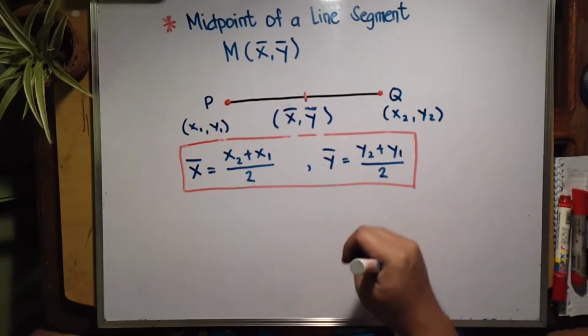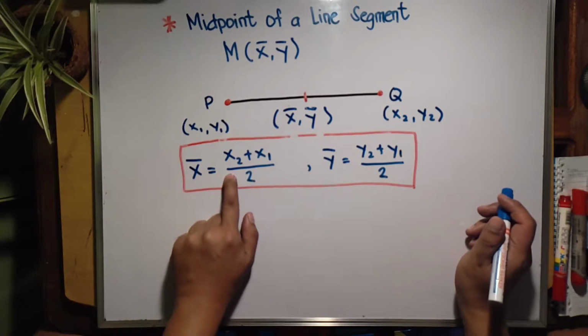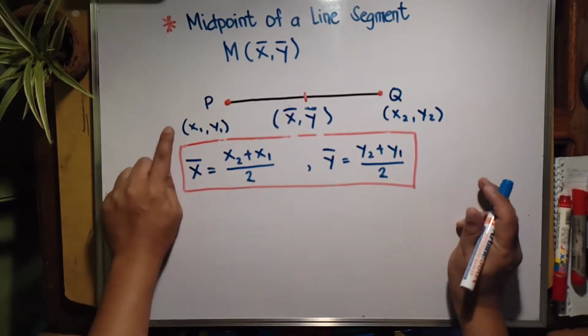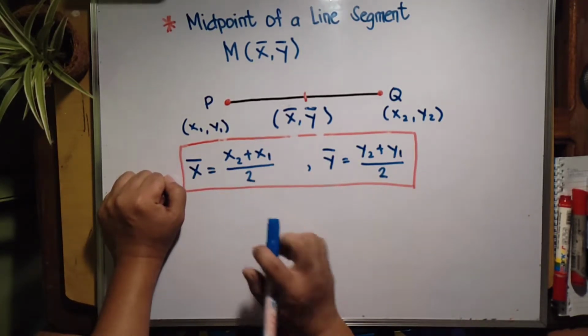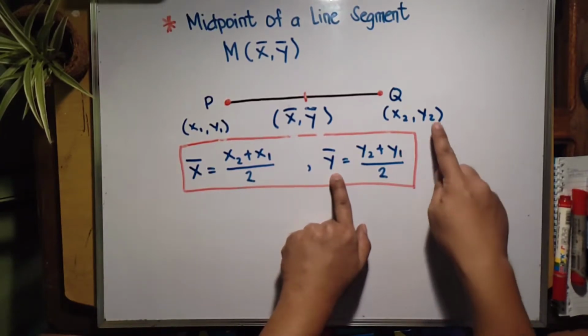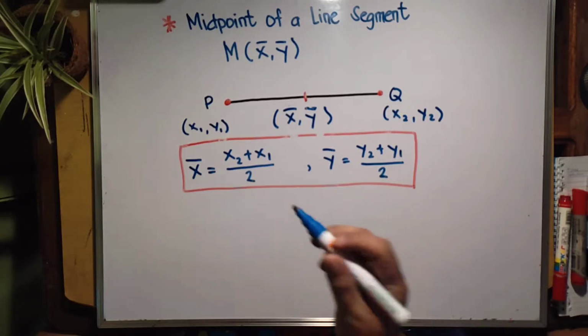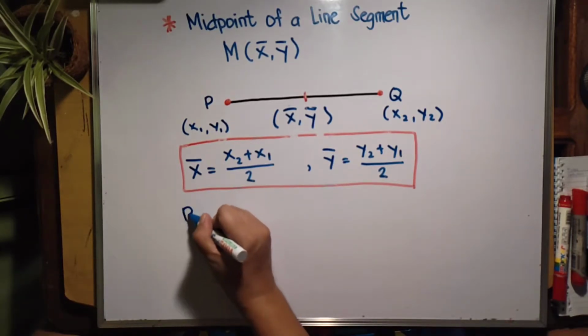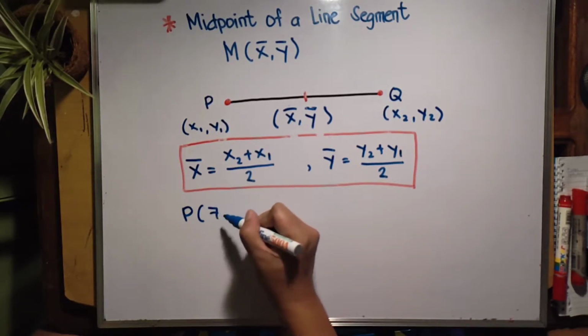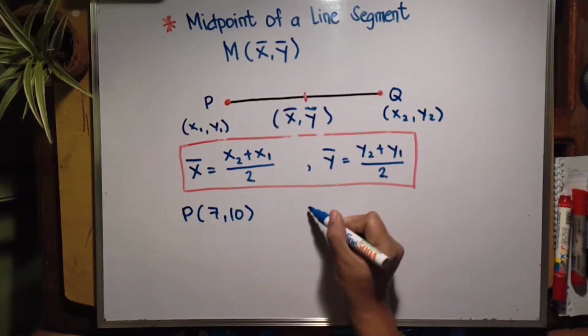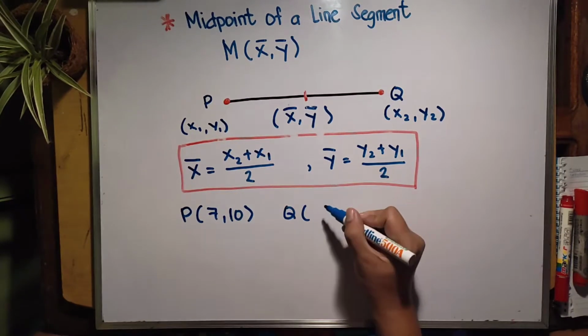Now to solve the X bar and Y bar, all we have to do is just get the average of the two, X2 plus X1 over 2, and lastly Y bar is just Y2 plus Y1 over 2. Okay, now let's have an example. Say for example P is 7 and 10 and Q is 4 and 5.